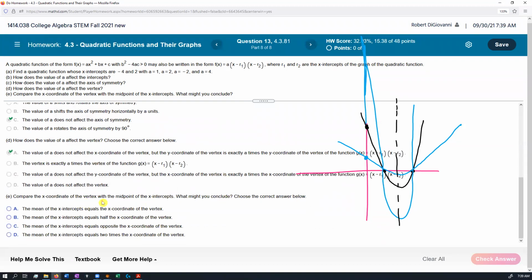Compare the x coordinate of the vertex with the midpoint of the x-intercepts. What might you conclude? Notice that if you go right in the middle, you'll see that the x coordinate of the vertex is always right in the middle of the two x-intercepts. That's because of the symmetry. So the mean of the x-intercepts, the average, is equal to the x coordinate of the vertex. And so that should be it.